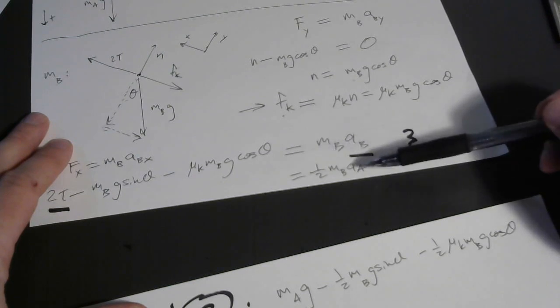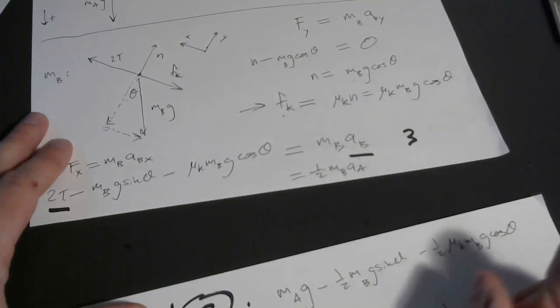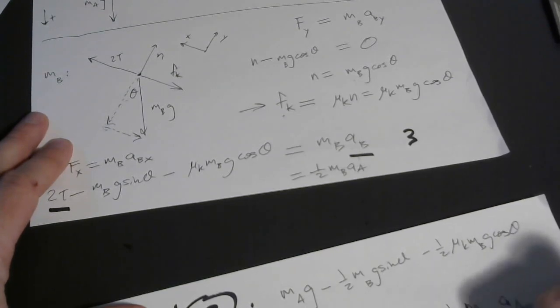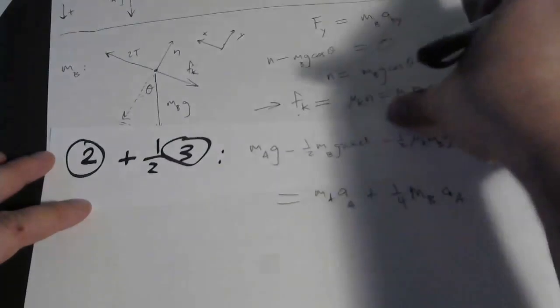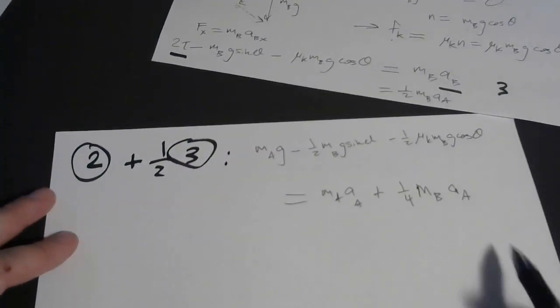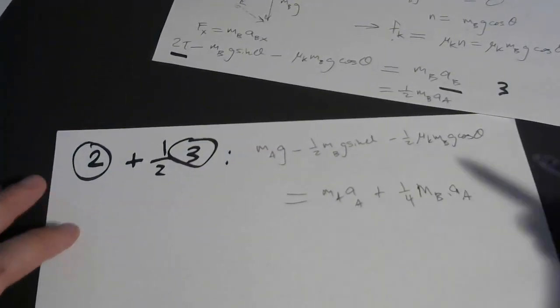I'd have to multiply by another factor of 1/2, so I would actually have 1/4 mass B times the acceleration of mass A. This is the equation that I'm solving for A sub A. That's the whole point here.